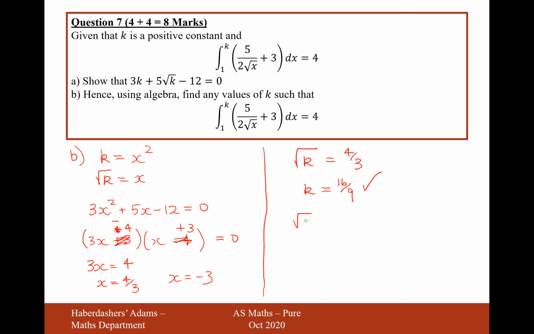But then for root k equals minus 3, there aren't going to be any solutions there because you can't square root a positive number k to give you a negative number there. So the answer here is just 16 over 9. No solutions for this one down here.